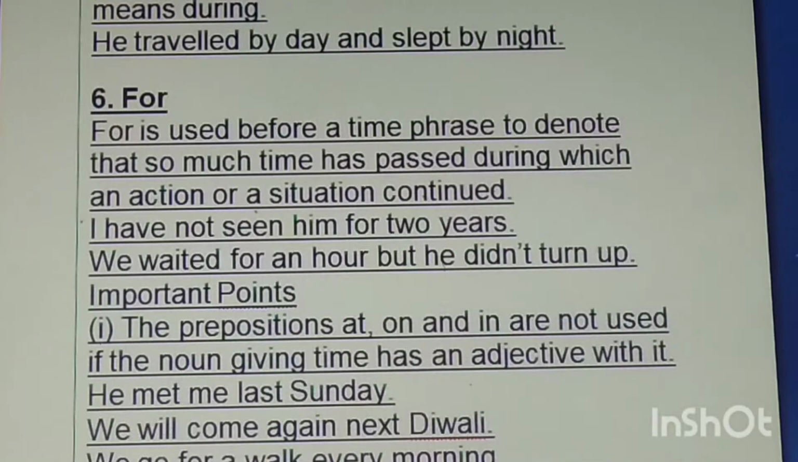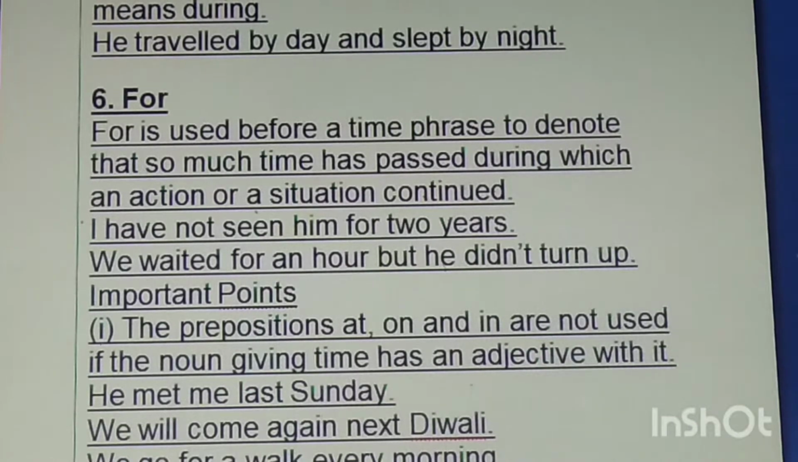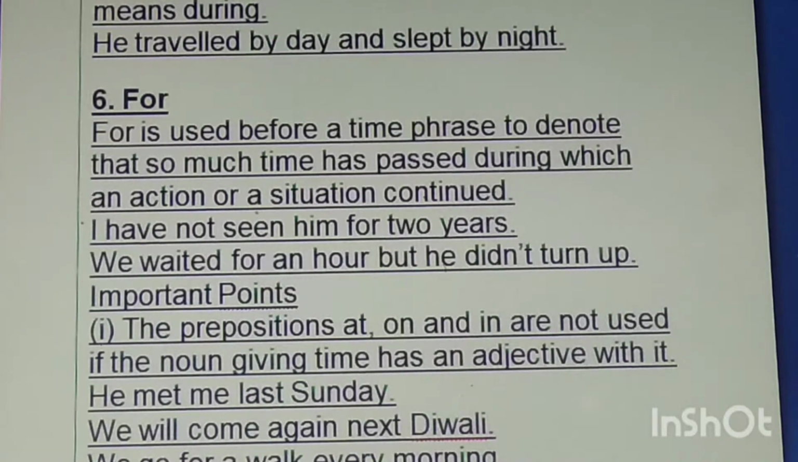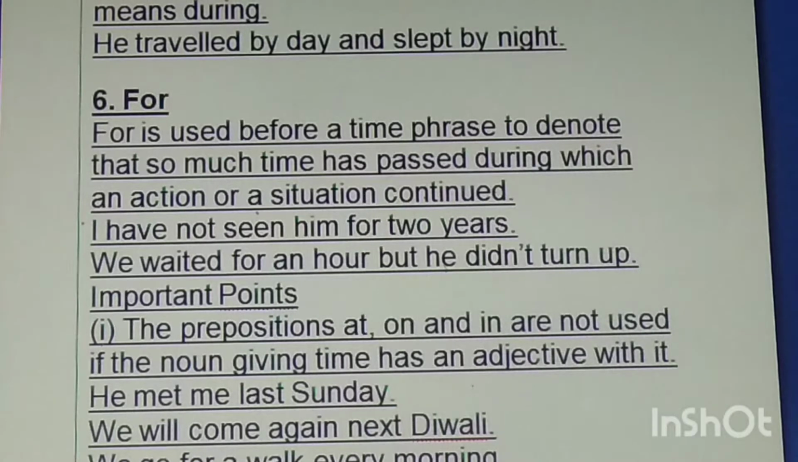Okay, next, for. For is used before a time phrase to denote that so much time has passed during which an action or a situation continued. I have not seen him for 2 years. We waited for an hour, but he didn't turn up.